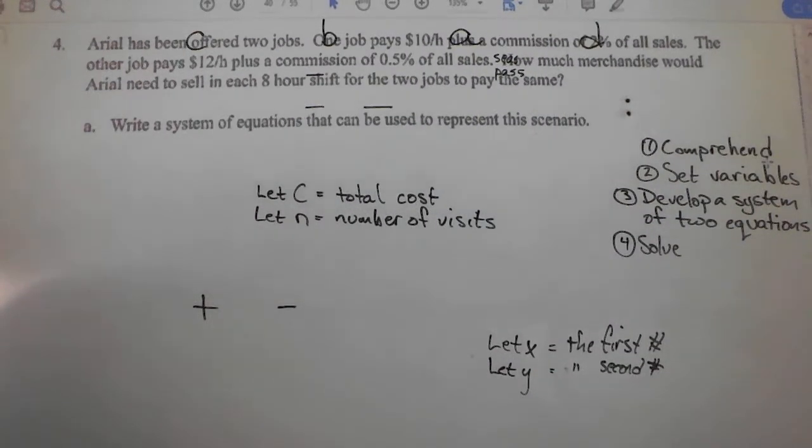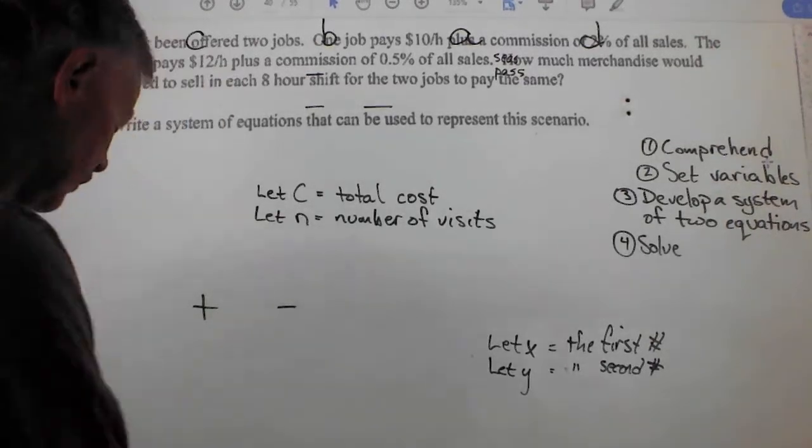Now we get into the problem solving. And we'll try and do a couple of these.